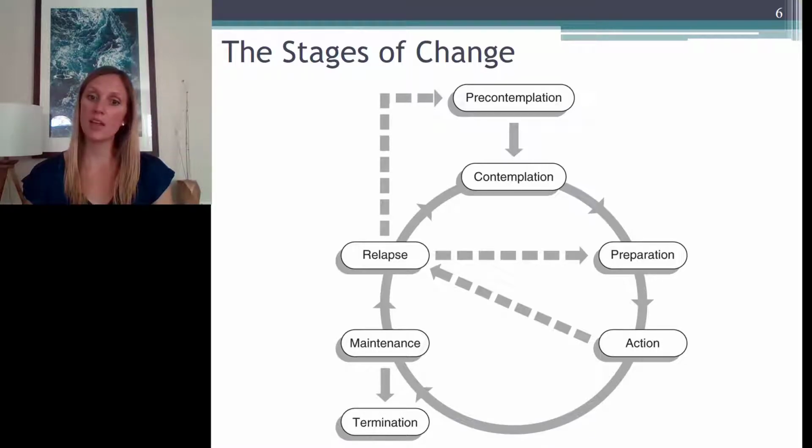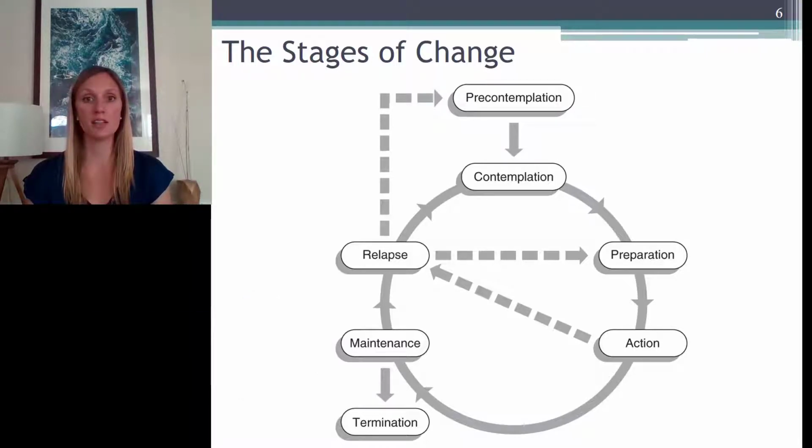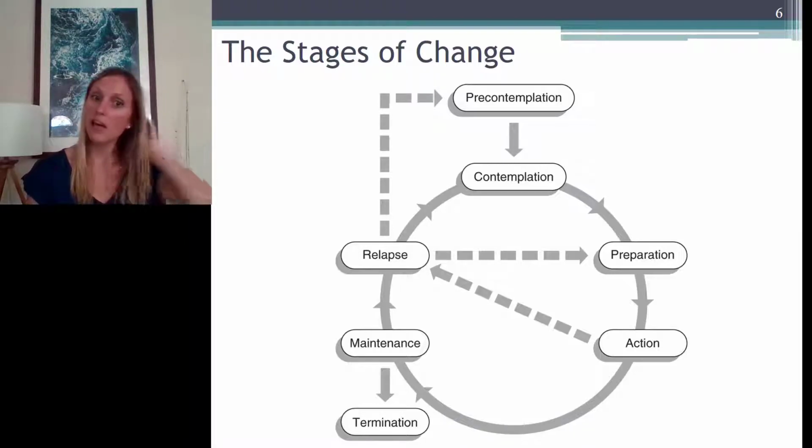If somebody doesn't relapse and they make it through the action stage and their behavior has changed for 6 months or longer, they are considered in the maintenance stage. So this is a period where their behavior is considered part of their routine. You don't have to think about it too much anymore. The temptation to revert is still there. So somebody could still relapse when they're in the maintenance phase.